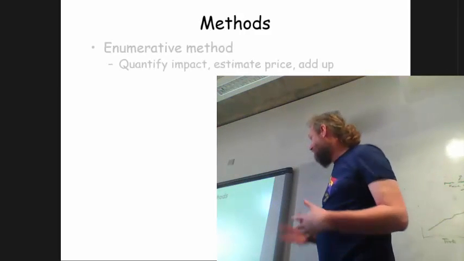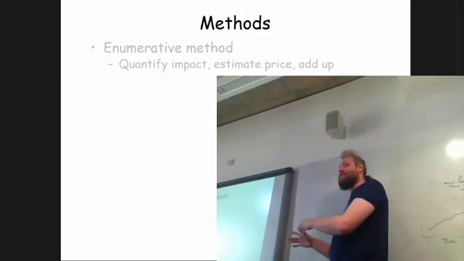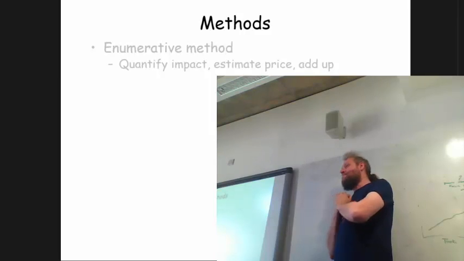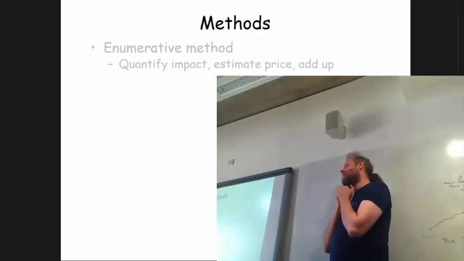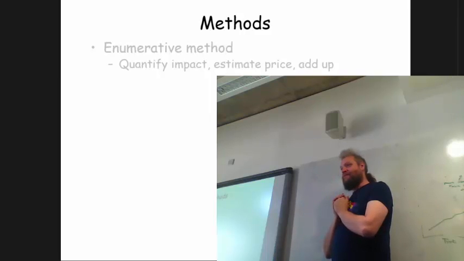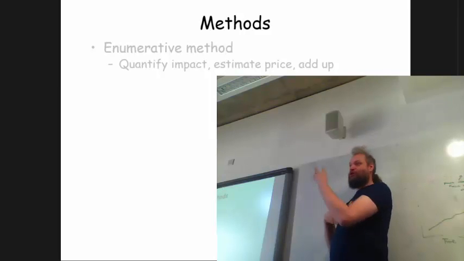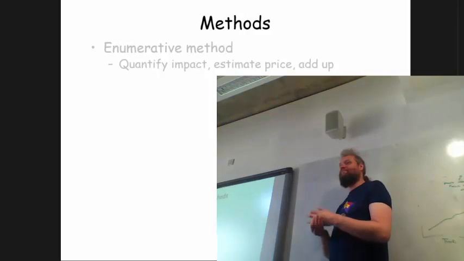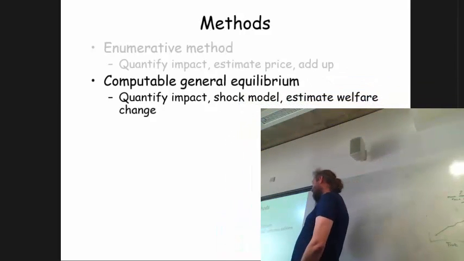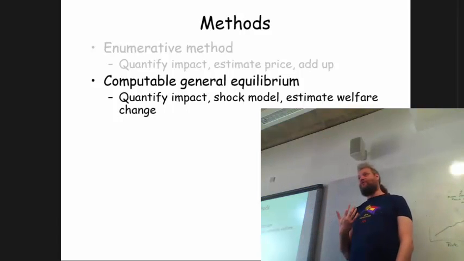So I talked about the enumerative method. You estimate the quantity changes, you estimate the price, you multiply the two, you add them up. There's an immediate drawback there, that is we ignore even partial equilibrium, right? There's a big change in crop yields, we assume that prices don't respond to that. It's a bit peculiar.